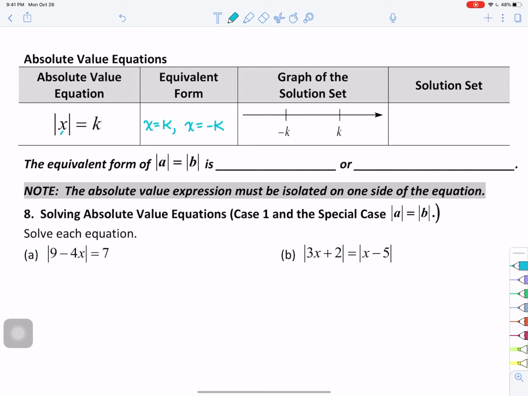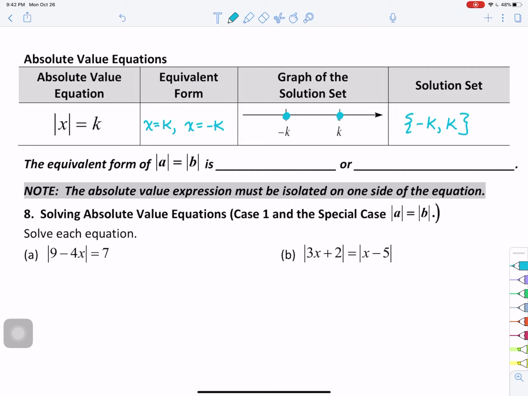Think about that. If I put a negative number in here, I can come up with the same value as if I put the positive of that same number in the absolute value. So it makes sense. What do our solutions look like? They are actually two different values. Your solution set will be the opposite of k and k. You only have those two.